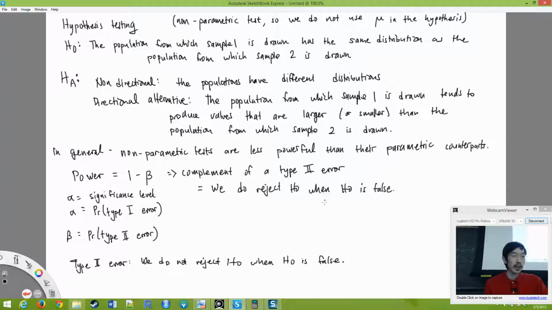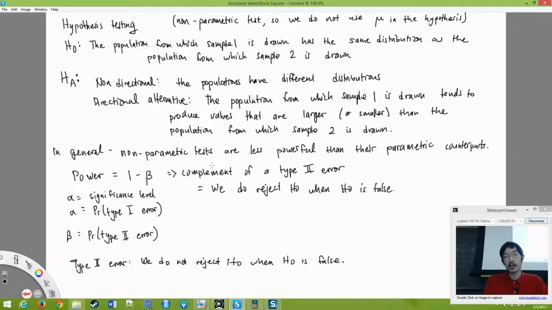You have the same data, and the null, in truth, the reality is that the null is false. If you were to run a parametric test on that data, you have a higher chance of rejecting the null than with the non-parametric test. With the non-parametric test, you might come to the conclusion we don't have enough evidence, whereas with the parametric test, you would say we've got enough evidence to reject the null.